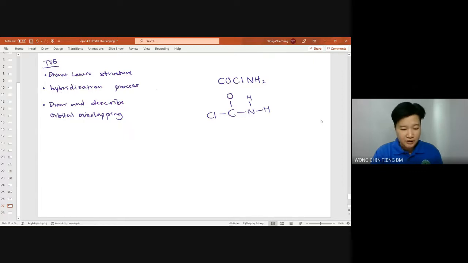I hope you remember that I teach you how to draw the correct Lewis structure when you have more than one central atom. Okay, so I still expect a Lewis structure in the correct geometry.